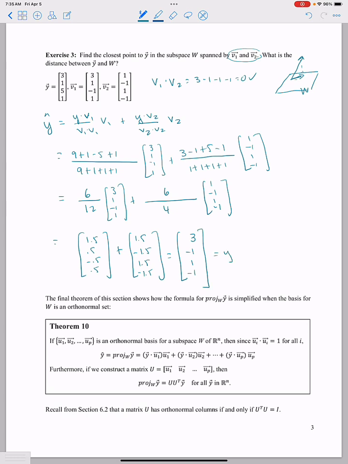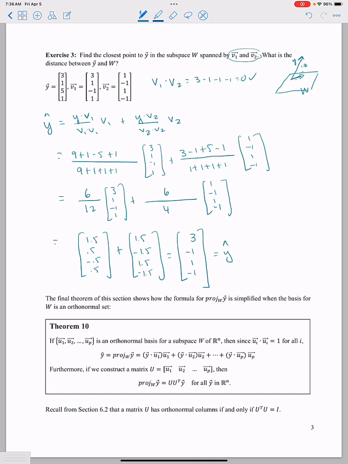So this is my orthogonal projection of y onto the subspace generated by v1 and v2, and that is the closest point. It then says, what is the distance between y and w? So this is y, this is my z. The z is the distance between them.